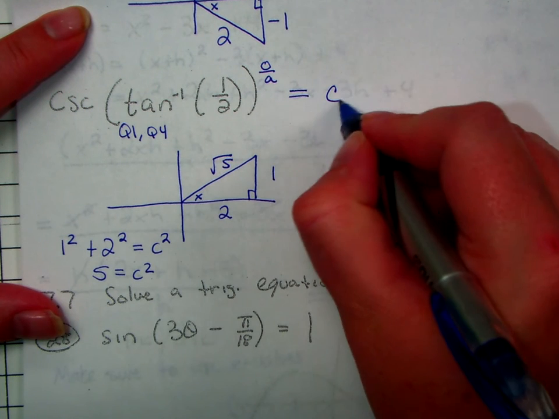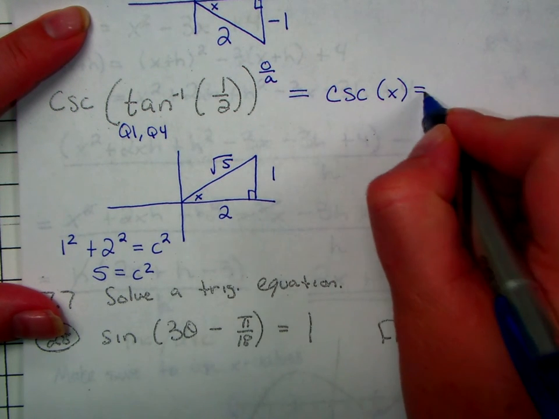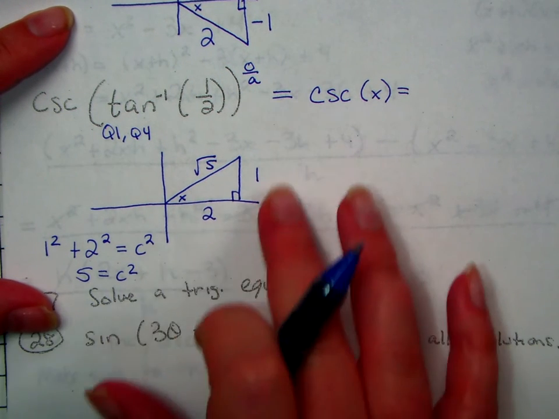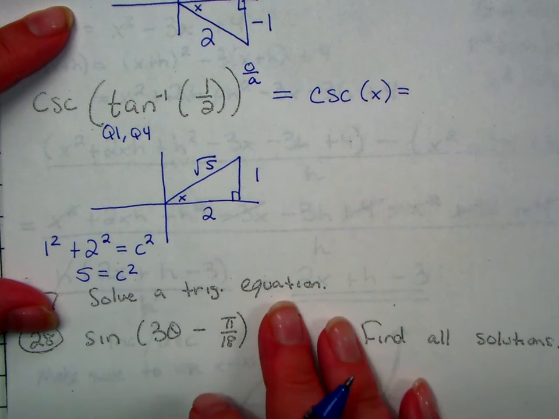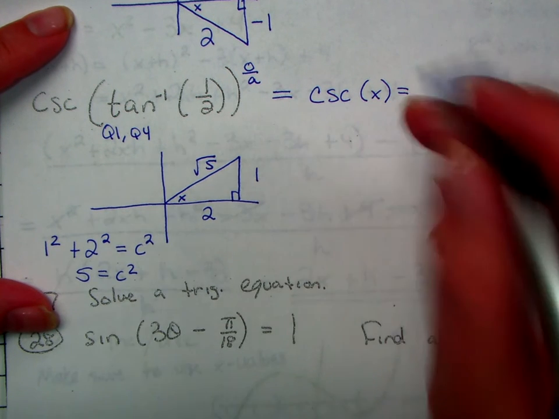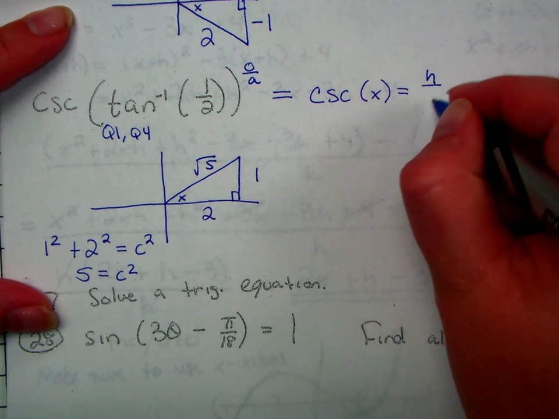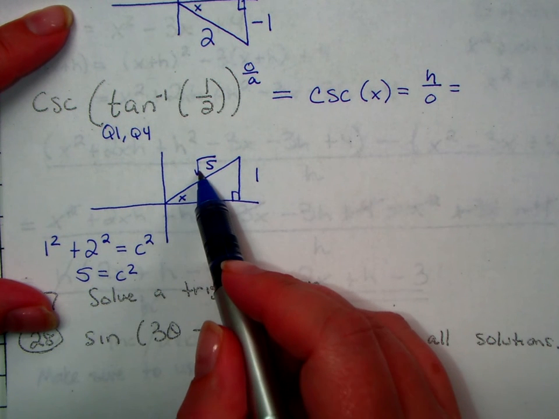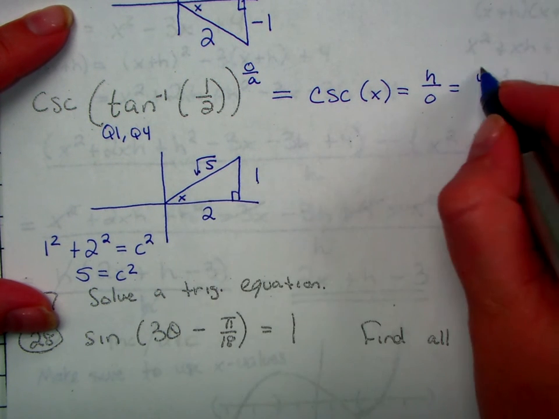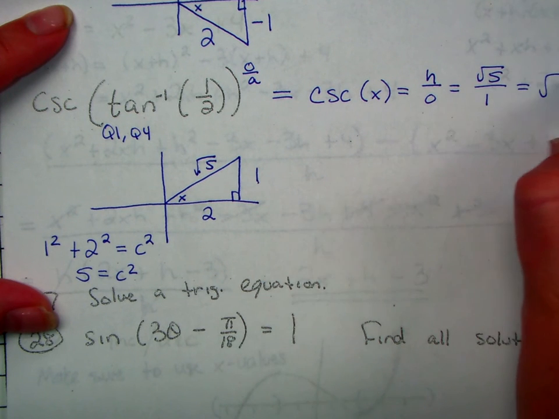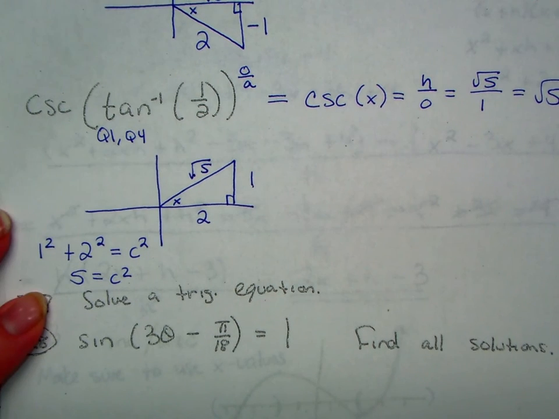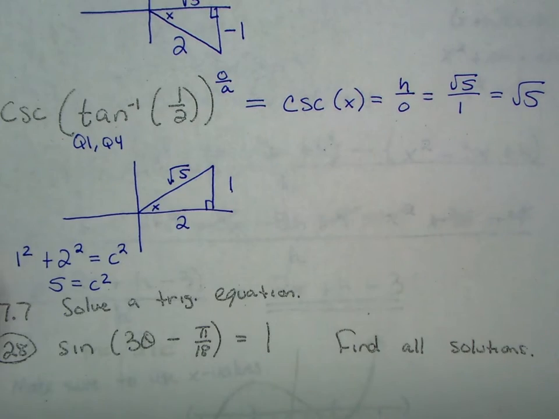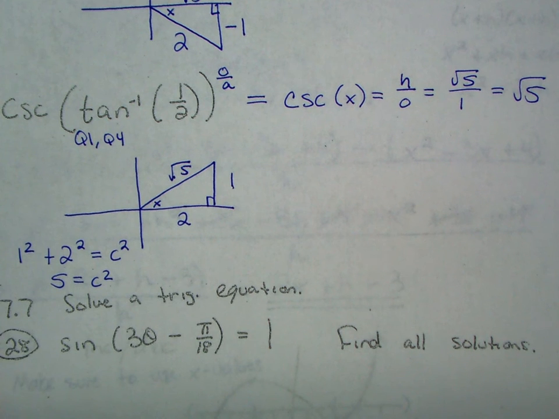What we need to know is what cosecant of x is. And since we have all of our sides labeled, we can find cosecant of x. Cosecant is the reciprocal of sine. So we're looking for the hypotenuse over the opposite side here. So hypotenuse over opposite gives us rad 5 over 1, or just simply rad 5. Make sure you can draw those triangles and label the ratios to evaluate these nested inverse trig functions.